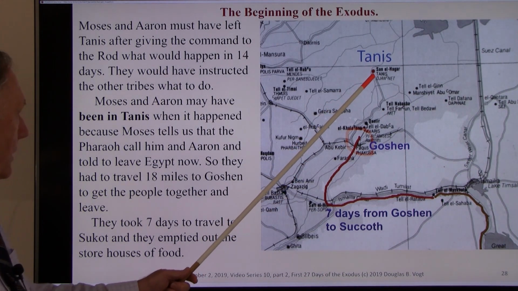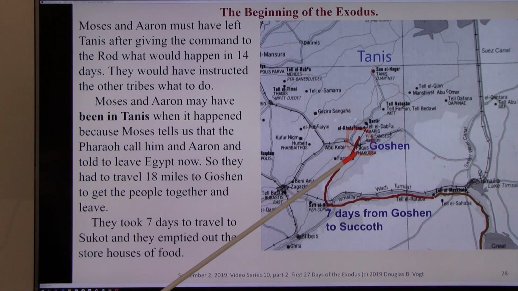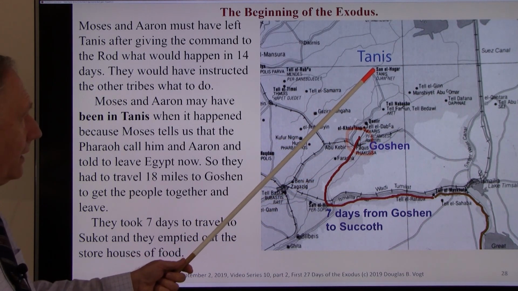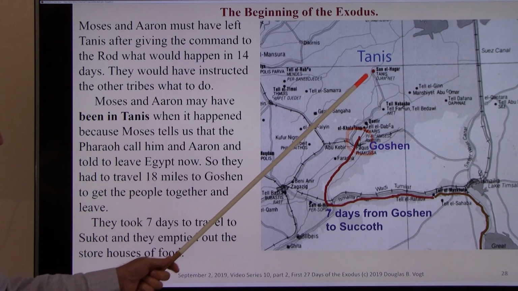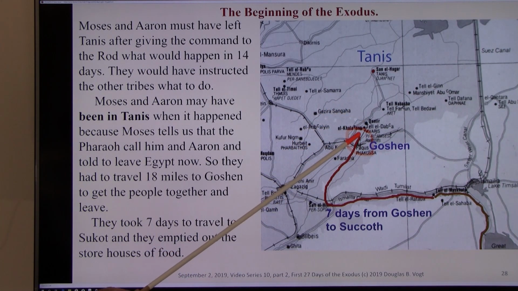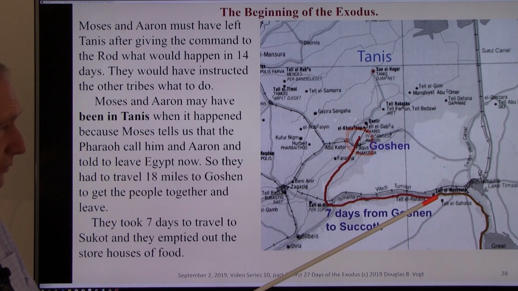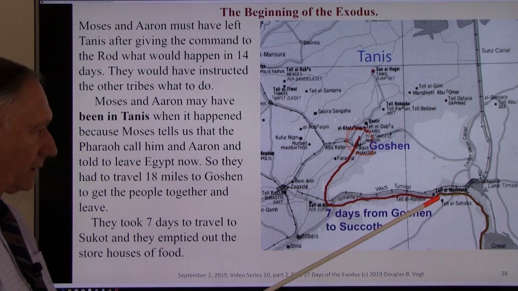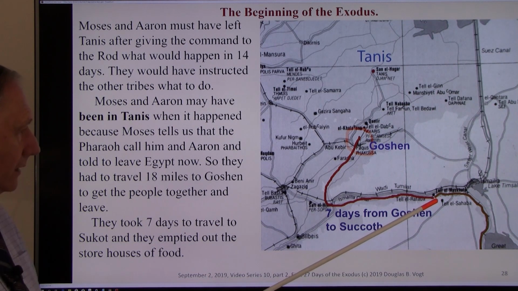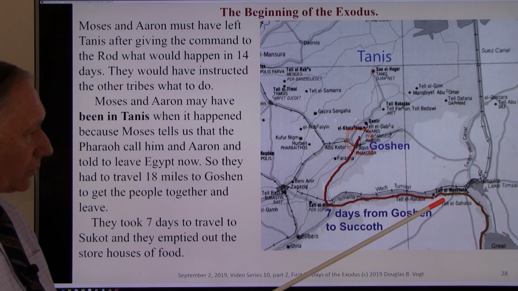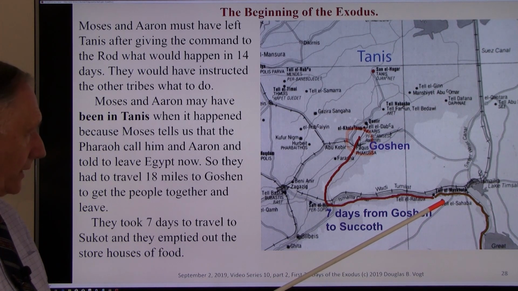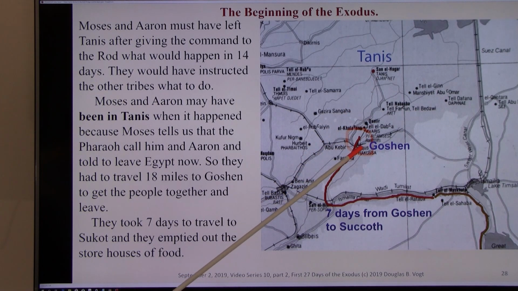Here's Tanis. So the Hebrews in Goshen didn't leave immediately, because it took them time, at least a day, for Moses and Aaron to travel from Tanis to here, pack their bags, and go. Now, this is Tel El Meskuta. This is where I showed you in Series 9 on Joseph, I think it was part 2, what Sukkot looked like. That's where the storehouses were. So the Pharaoh lets them leave.